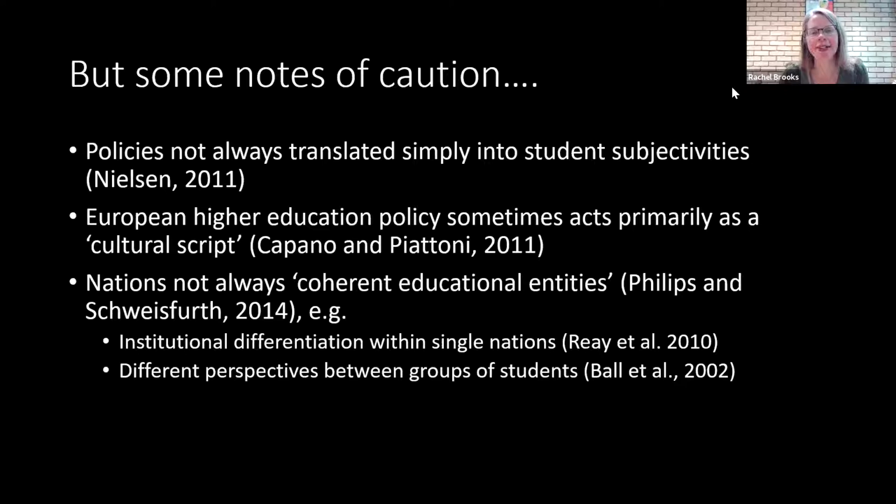And then finally, it's argued that we shouldn't always see nations as kind of coherent educational entities. There can be quite significant contestations within national borders as to what it means to be a student. And so there have been some interesting studies looking at how those differences can be played out by institutions within individual nations, but also within individual institutions between different groups of students, often related to their socioeconomic characteristics.